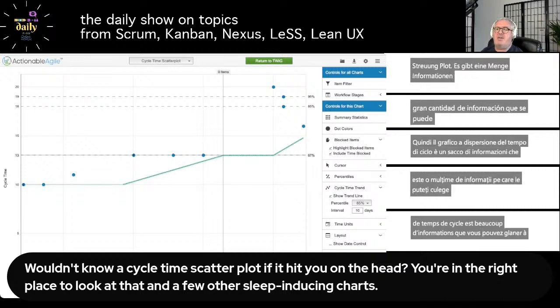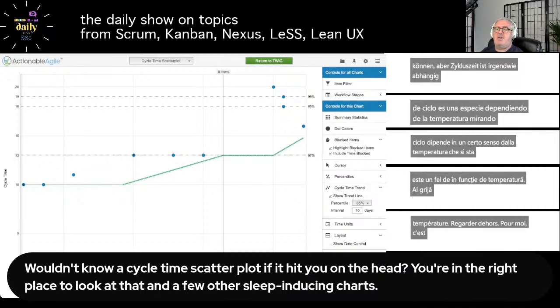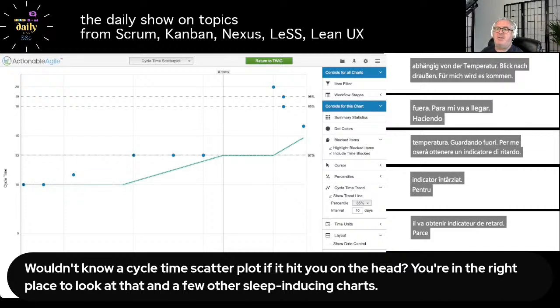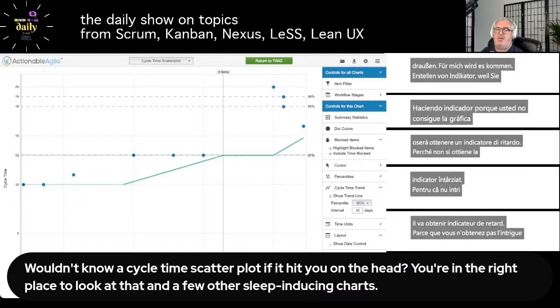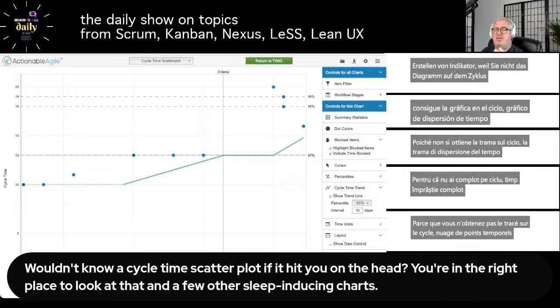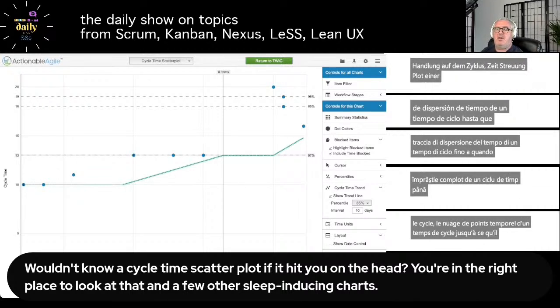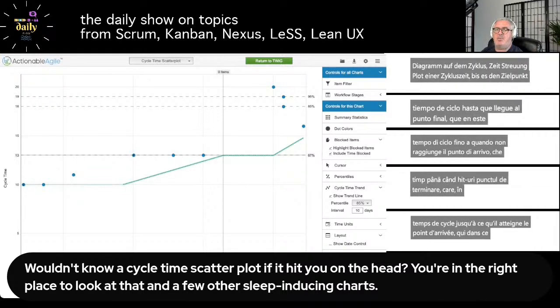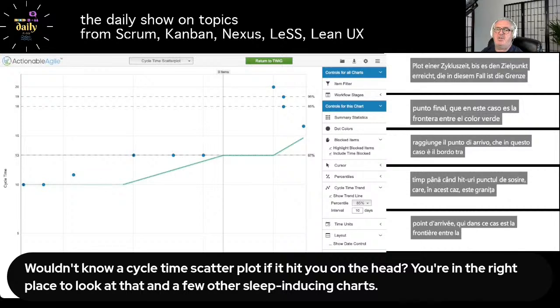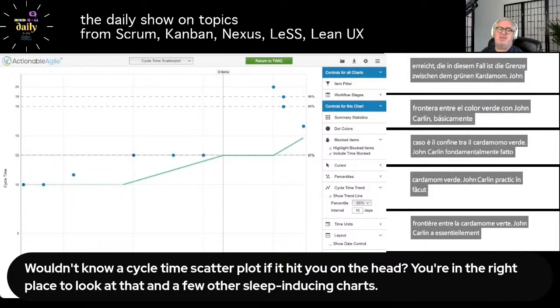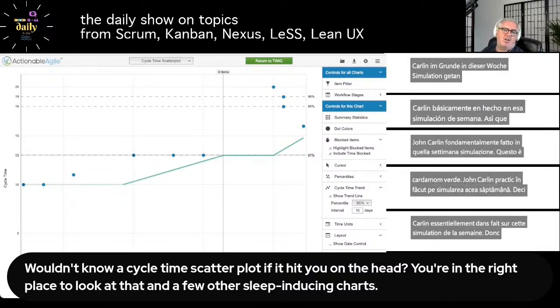But cycle time is, depending on the time horizon you're looking at, for me, kind of like a lagging indicator, because you don't get the plot on the cycle time scatter plot of a cycle time until it hits the finished point, which in this case is the border between the green column and the done column, basically getting into done on the twig simulation. So that's the cycle time scatter plot, a very simple chart.